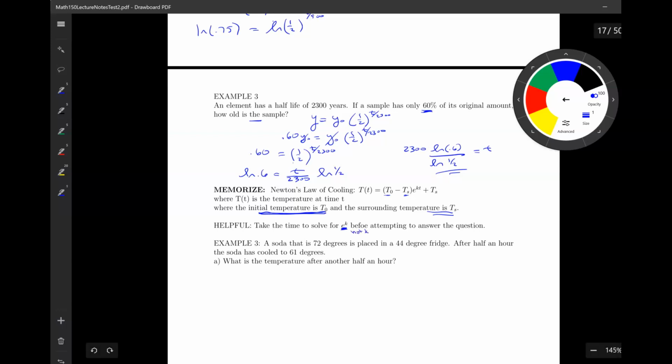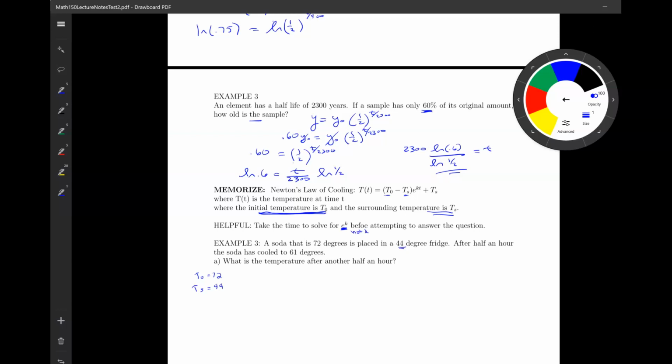Okay, before you go answering the question, here we have a soda that's 72 degrees. That's your initial temperature, 72. It's placed in a 44-degree fridge. That's the new surrounding temperature.